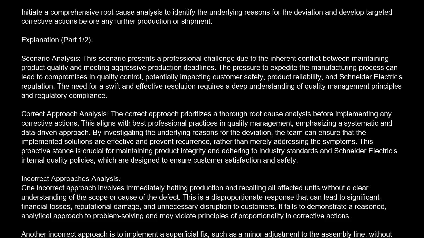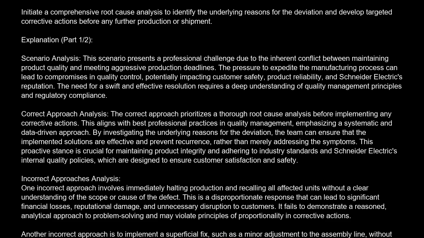Correct approach analysis. The correct approach prioritizes a thorough root cause analysis before implementing any corrective actions. This aligns with best professional practices in quality management, emphasizing a systematic and data-driven approach. By investigating the underlying reasons for the deviation, the team can ensure that the implemented solutions are effective and prevent recurrence, rather than merely addressing the symptoms. This proactive stance is crucial for maintaining product integrity and adhering to industry standards and Schneider Electric's internal quality policies, which are designed to ensure customer satisfaction and safety.